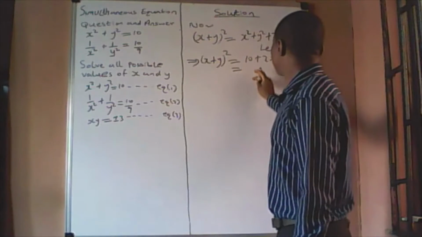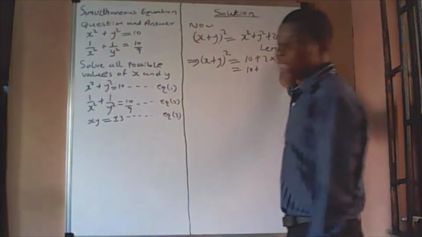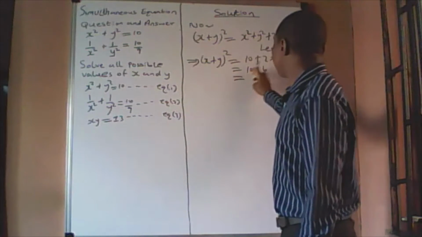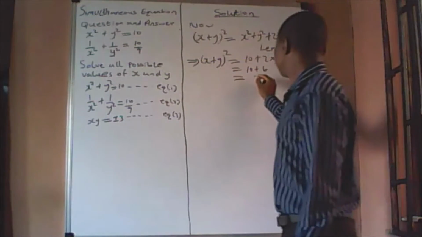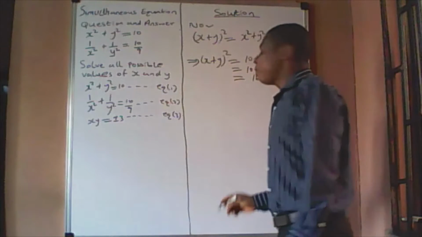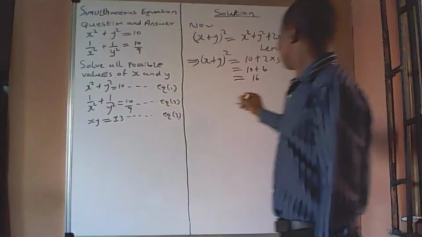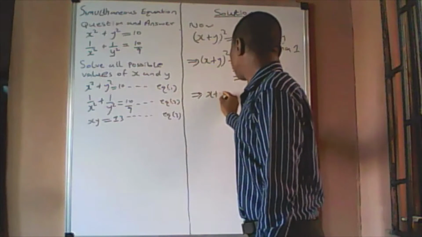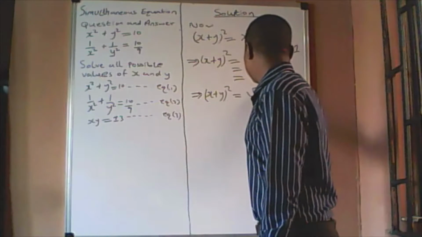Which is equal to 10 plus 2 times 3, which gives us 6, equal to 10 plus 6, which is 16. Take the square root of both sides of the equation. It implies (x plus y) all in parentheses power 2 is equal to root 16.